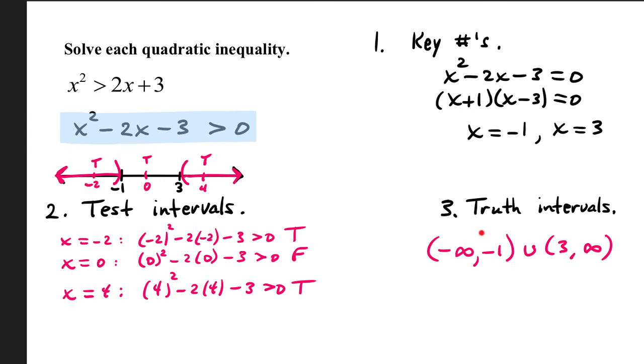The first interval, any number less than -1. The third interval, any number greater than 3. The union tells us that any number from those two intervals will count as a solution.